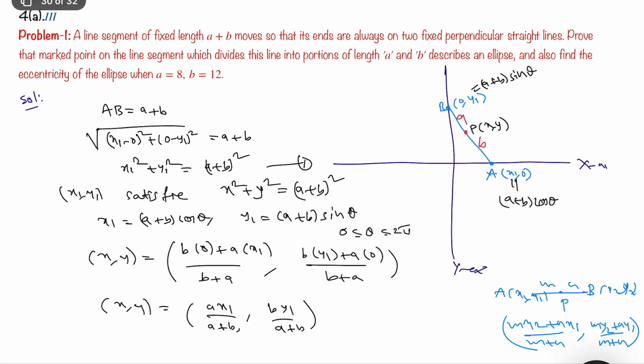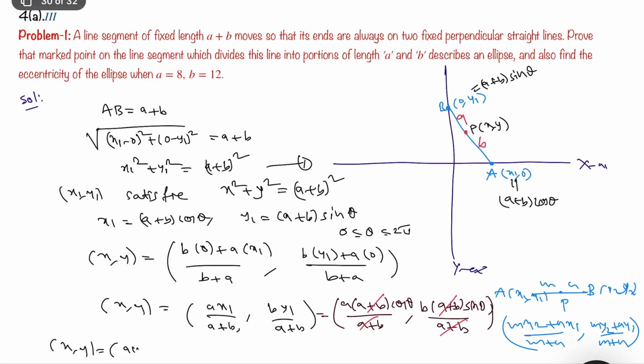What is x1 that we got? (a plus b) cos theta. y1 is (a plus b) sin theta. Okay, let me replace x1 with (a plus b) cos theta. So we have a by (a plus b) times (a plus b) cos theta, and here b times y1, I'm replacing with (a plus b) sin theta, by (a plus b). Okay, here you can see a plus b, a plus b cancel. So (x, y) we got (a cos theta, b sin theta).